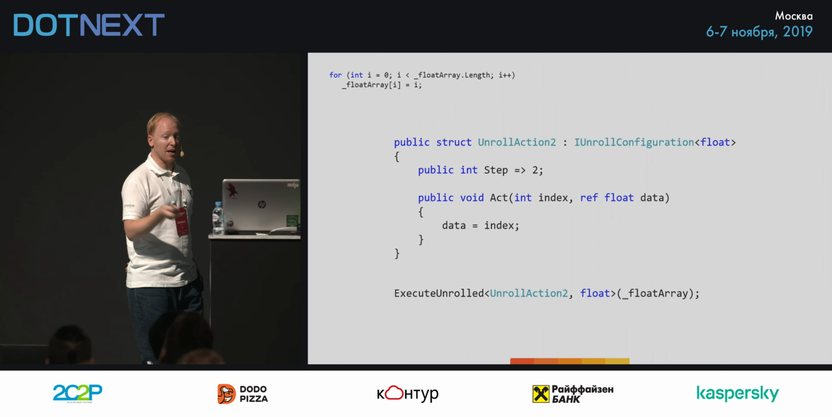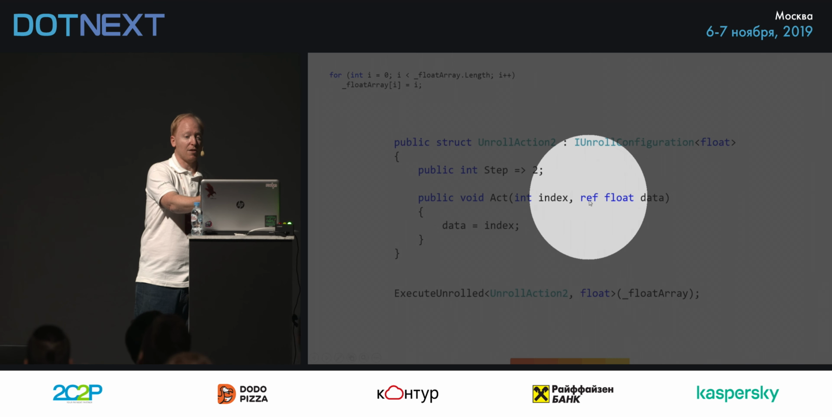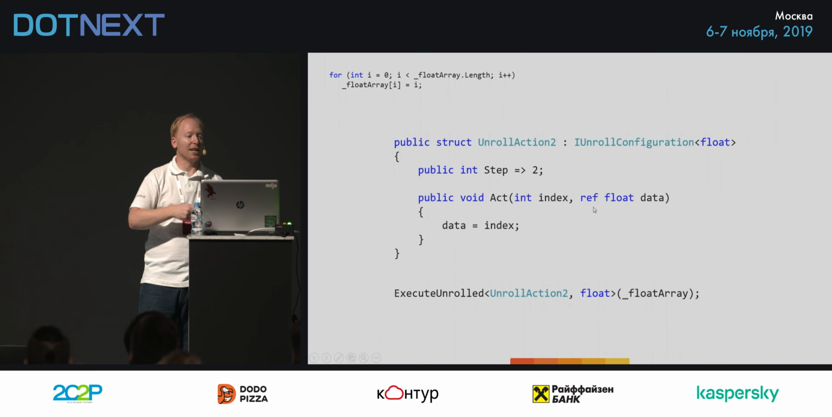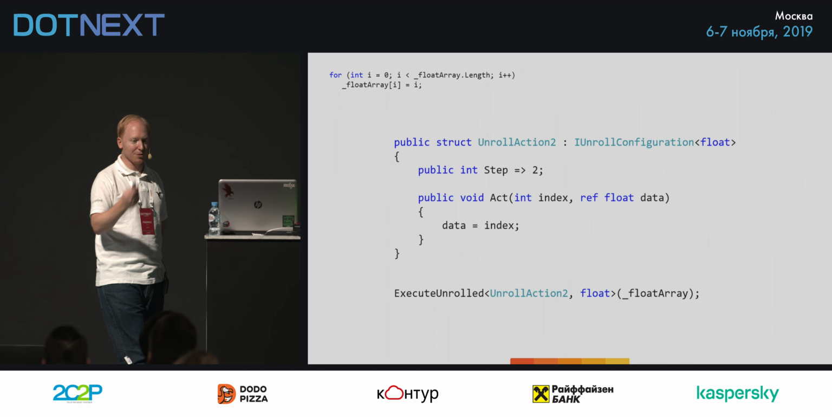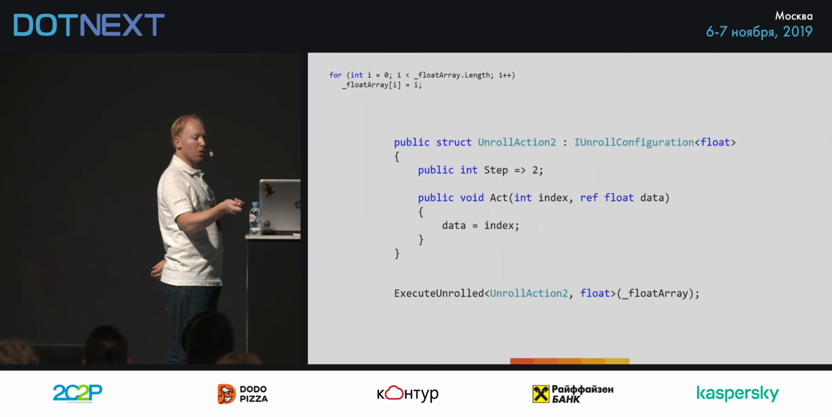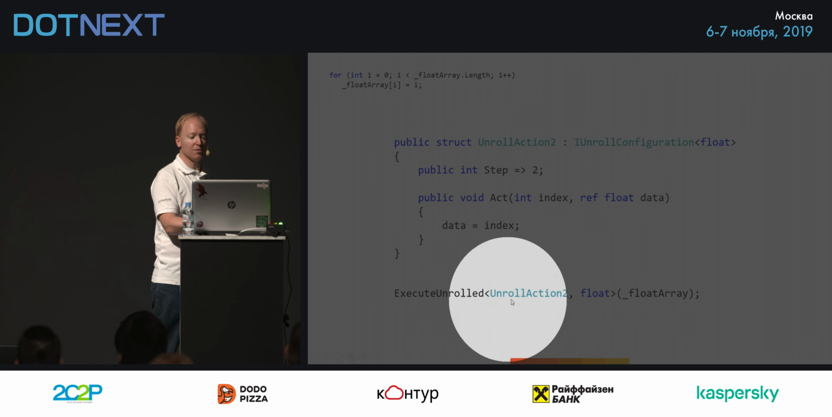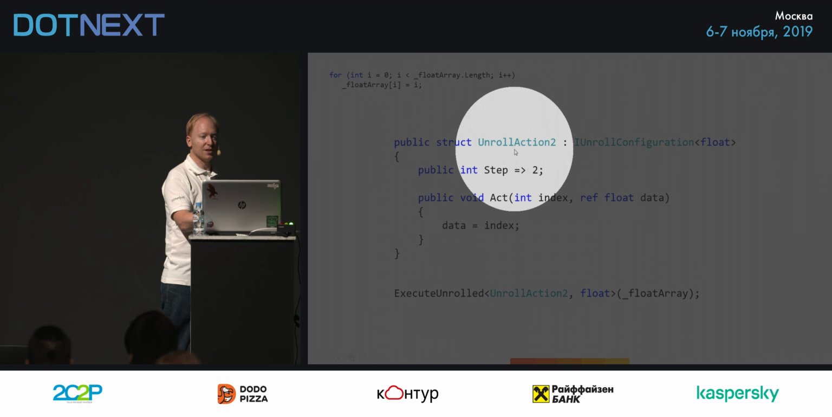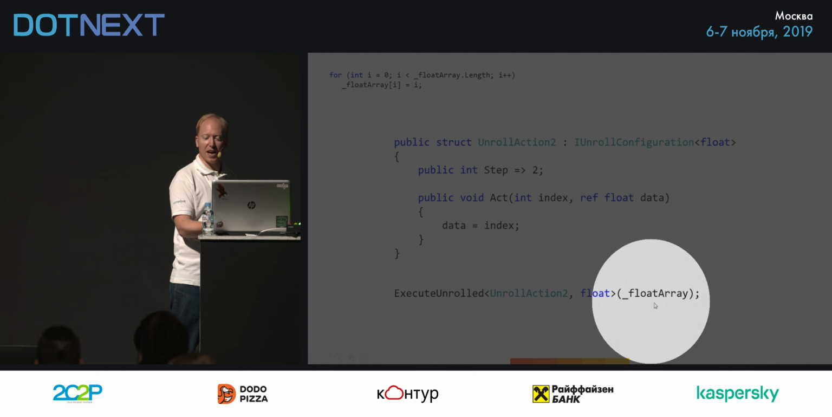And the action is I'm going to take the index and put it in the data. Interesting thing, I use a ref float here, so I'm giving you the exact memory location. You can actually do other stuff in there, but it's more or less the same. The generated code is going to be the same. And we are going to execute. Execute is simple. Essentially what we are saying is, execute unroll with this guy that we just defined. We are going to use a float array. And hey you, this is the float array.